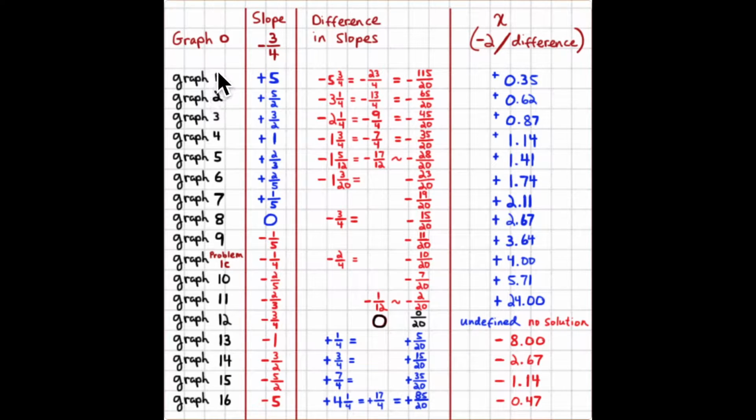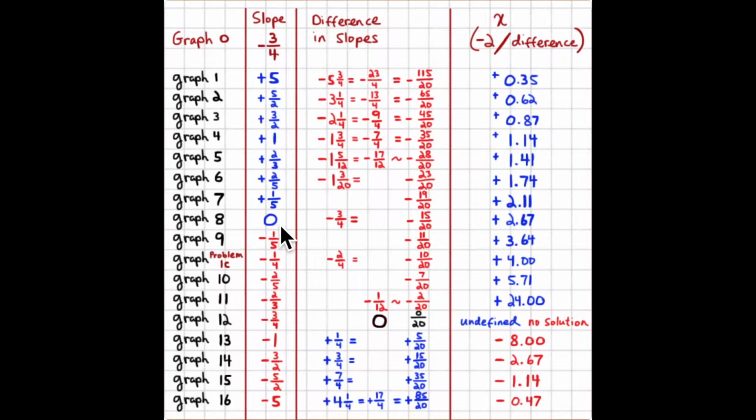The first part is where the graphs of the second equations are all positive, and they start out as a large positive value, positive 5, and decrease to 0. So it's approaching a horizontal line, and a slope of 0 is a horizontal line. So that's the first part.